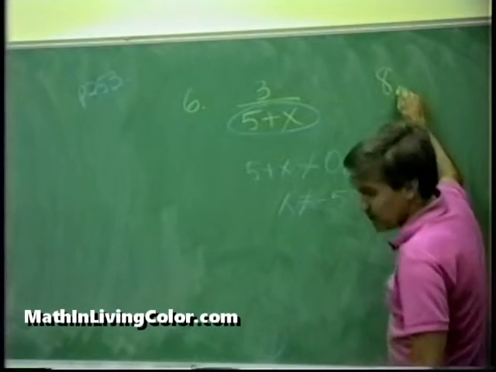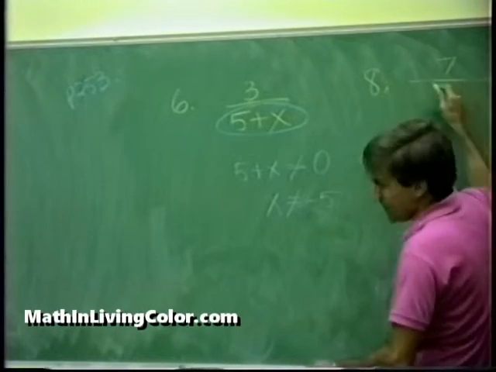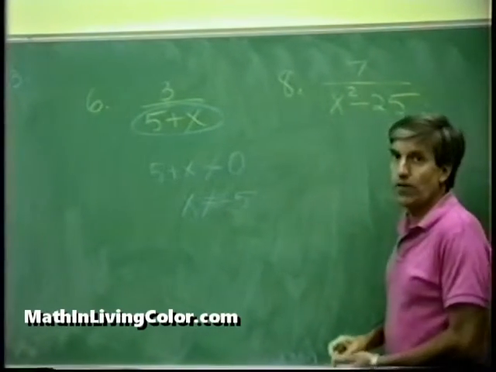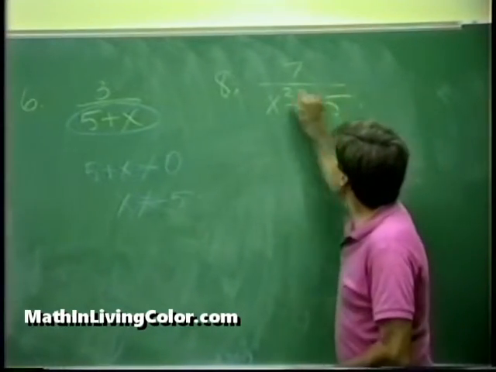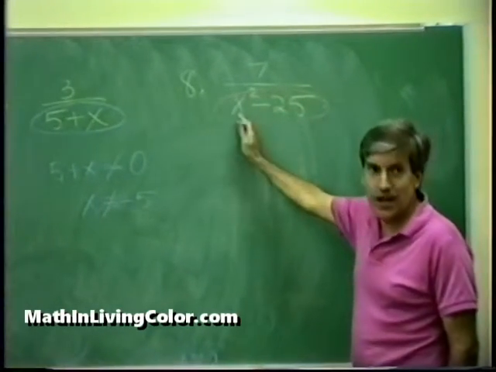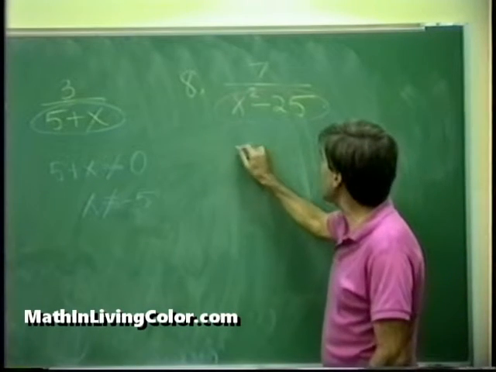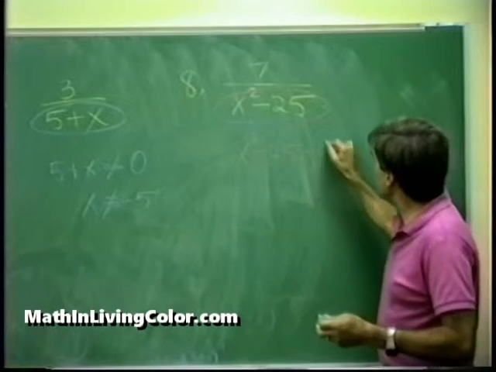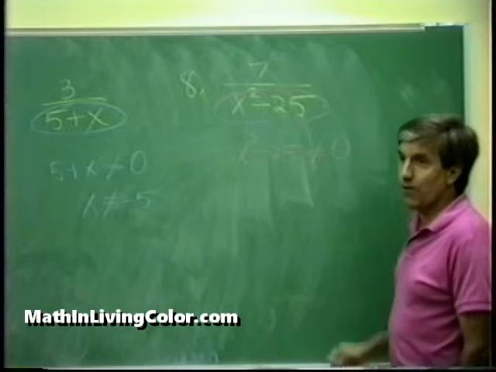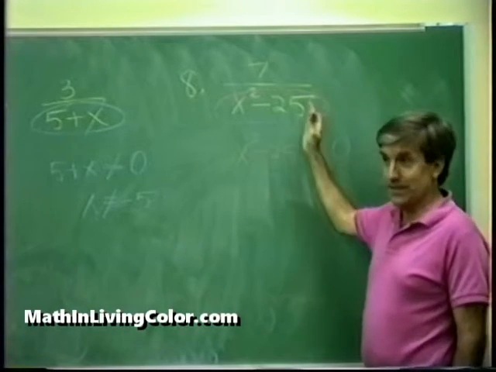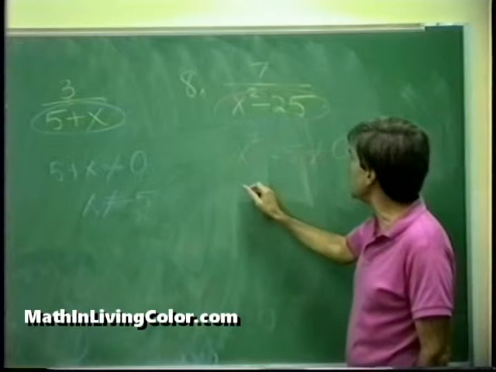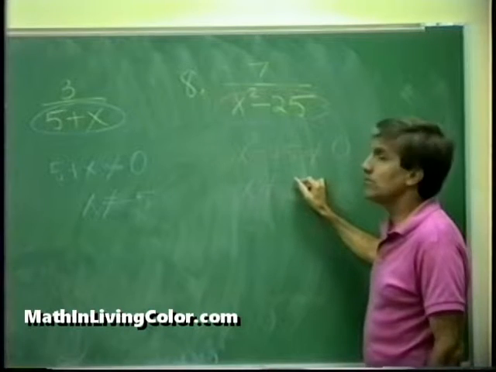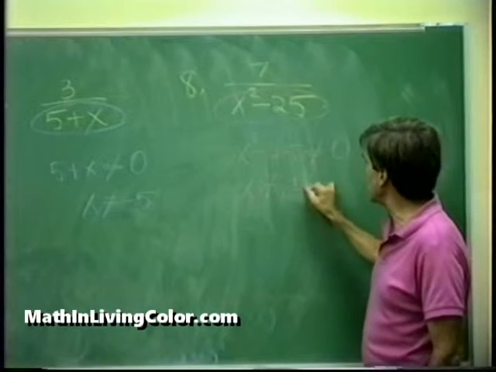Problem number 8. The problem says 7 divided by x squared minus 25. All right? Now, what values of x would be not allowed for this problem? In other words, the denominator. What's the requirement for this denominator? X squared minus 25 cannot equal 0. Okay? So find the values of x that are forbidden, in other words. What values of x would cause this to be undefined? Can you tell me? X cannot equal 5 or negative 5. All right? X cannot equal plus or minus 5.